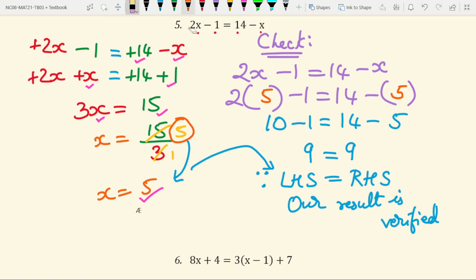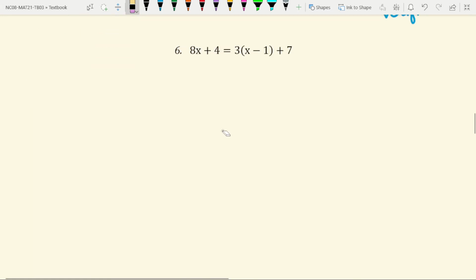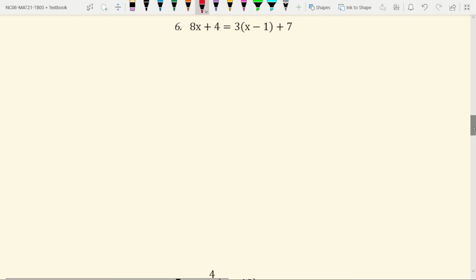So let us solve the next one now. So the next equation given is 8x plus 4 is equal to 3 whole into bracket x minus 1 bracket close, and plus 7. So 8x plus 4 is equal to 3 times (x minus 1) plus 7.